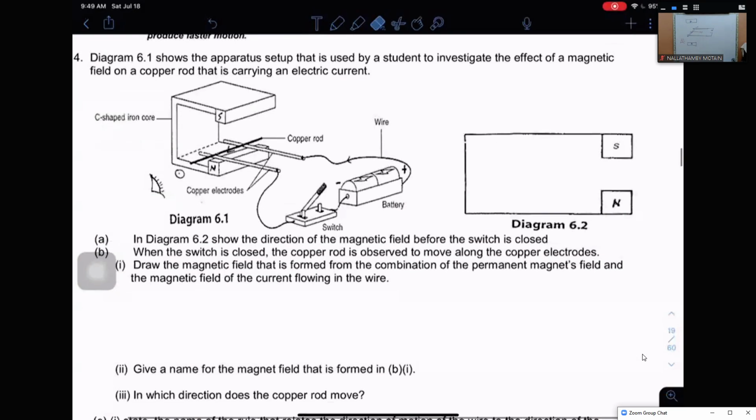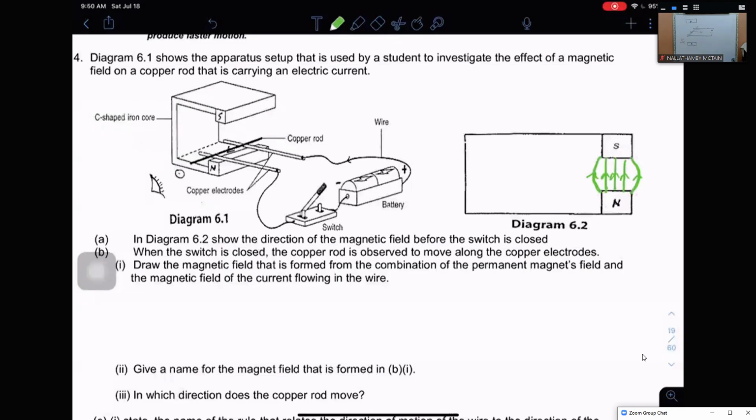Question number 4. Diagram 6.1 shows the apparatus set up used by a student to investigate the effect of a magnetic field on a copper rod that is carrying an electric current. In diagram 6.2, show the direction of the magnetic field before the switch is closed. So it is a flat magnet. At the ends over here, it must be curved outward, like this. Then at the center, make it straight.